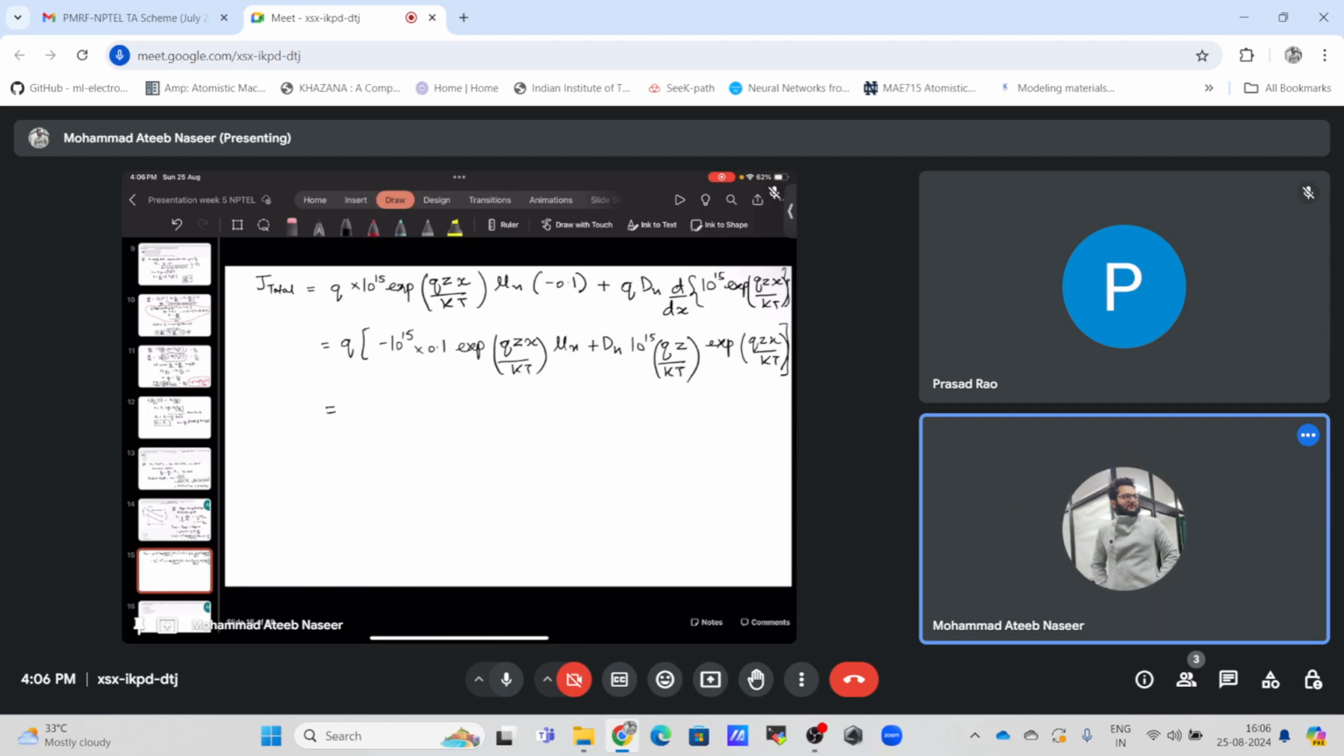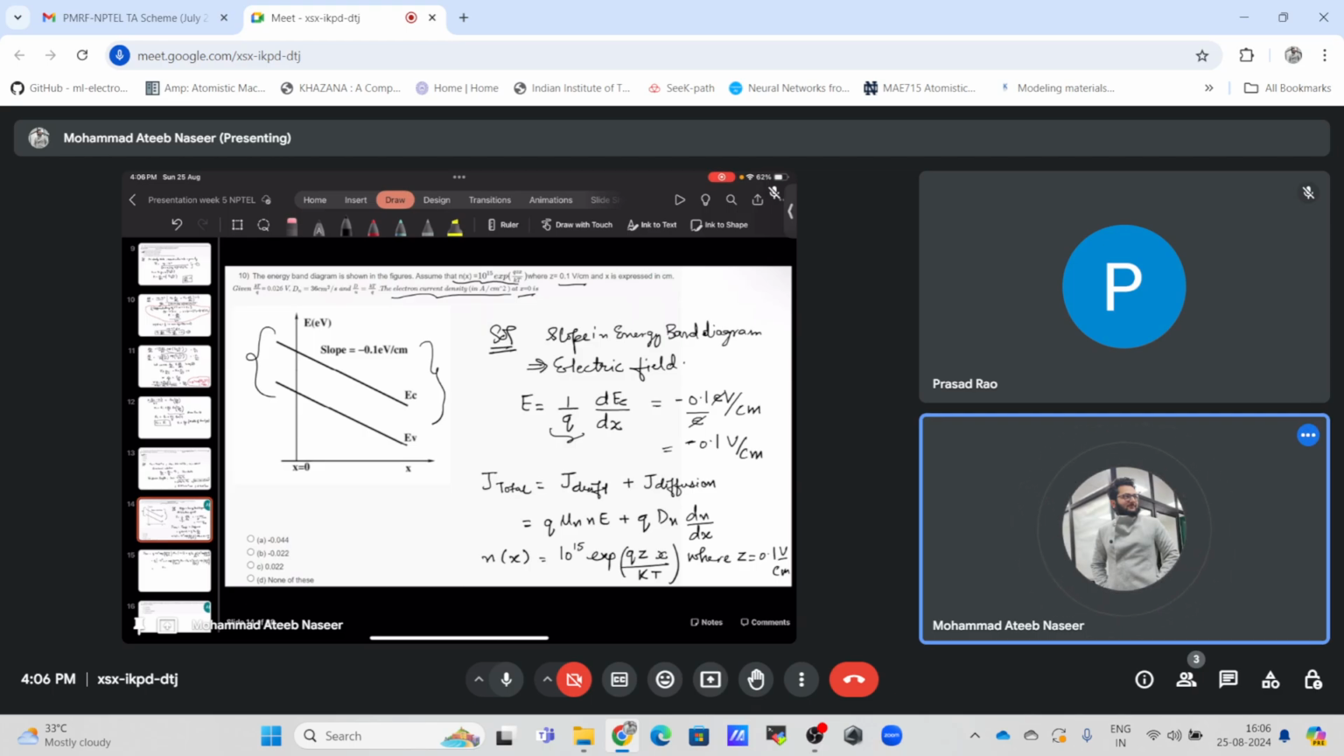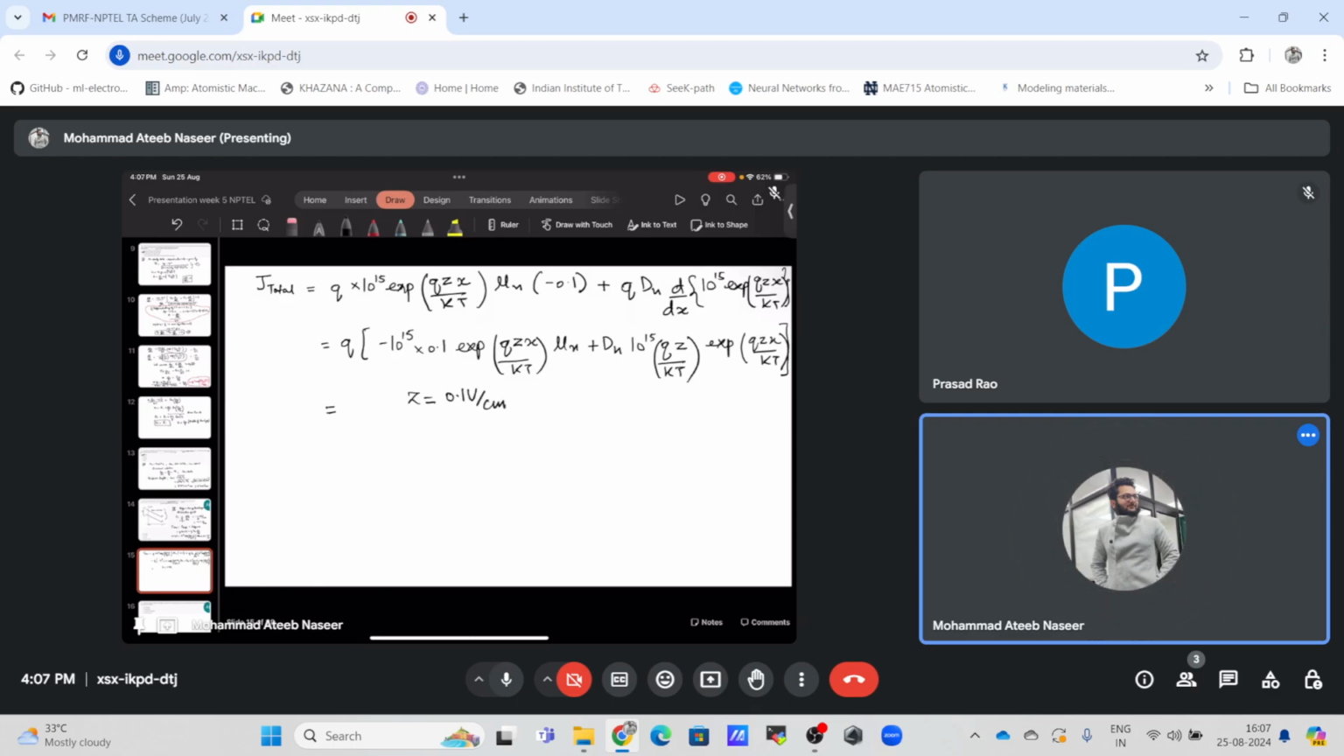Okay, this is what we got. So z is equal to 0.1 volt per centimeter. So what we get is J total is simply equal to q times minus 10 to the power of 14 exponential of 0.1 qx by kT times mu n, plus 10 to the power of 14 Dn, this is 0.1 q by kT exponential of zx.